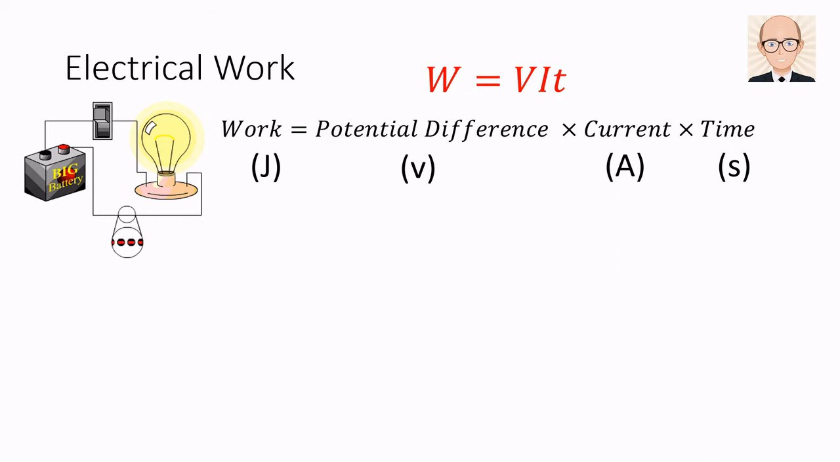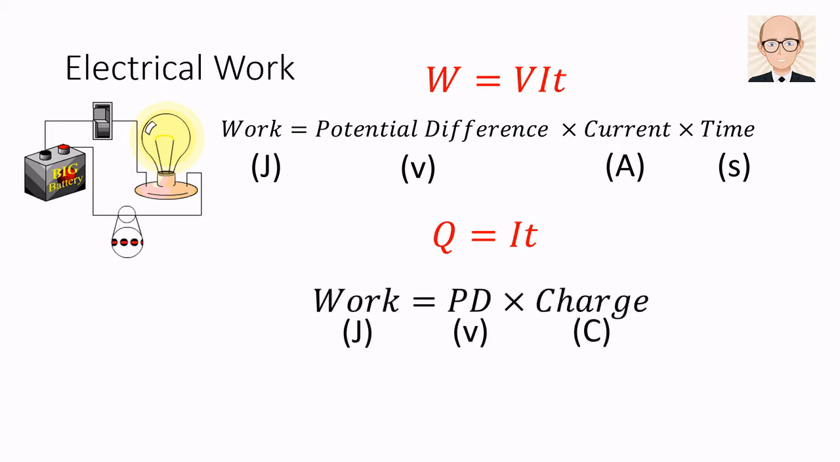Lastly, we could also view electrical work in another way. If we recall that the quantity of charge flowing past a point in the circuit is equal to current multiplied by time taken, or Q equals IT, then this will give us work equals potential difference multiplied by charge, or W equals VQ.